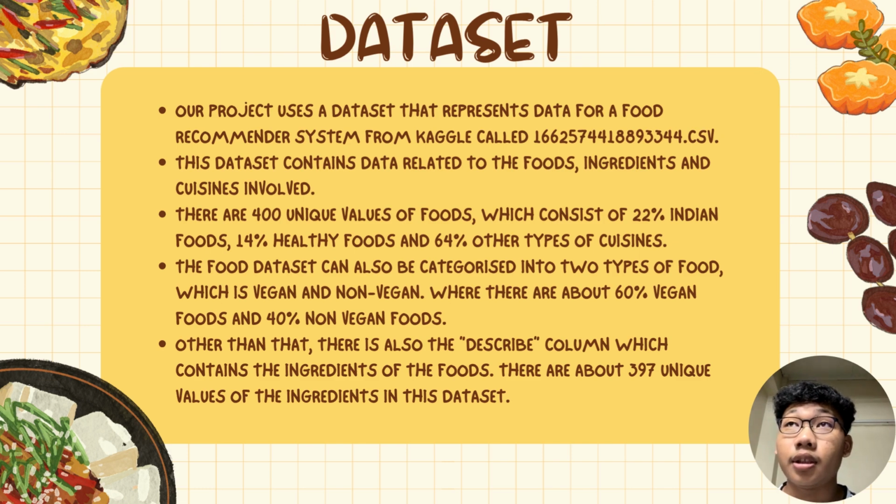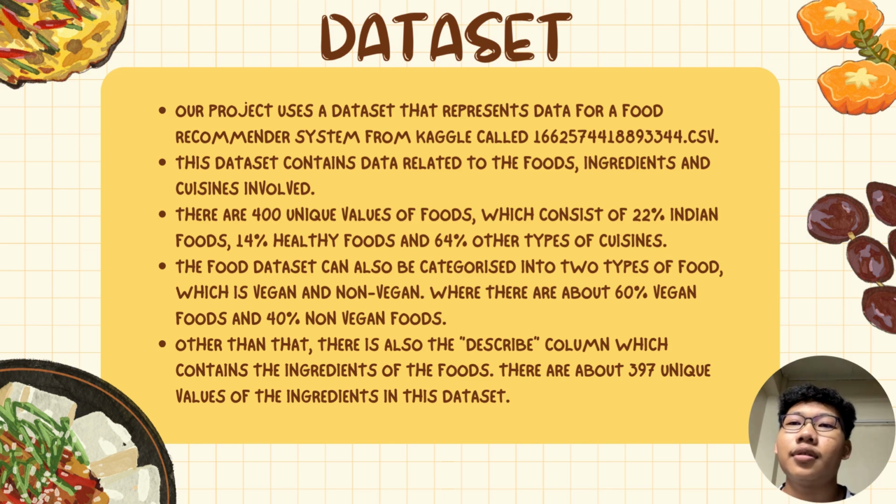Today I will be explaining the dataset of our project. Our project uses a dataset that represents data for a food recommendation system from Kaggle. It is in the form of CSV, and this dataset contains data related to the foods, ingredients, and cuisine involved. There are 400 unique values of foods, which consist of 22% Indian foods, 14% healthy foods, and 64% other types of cuisines.